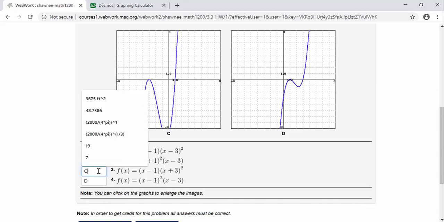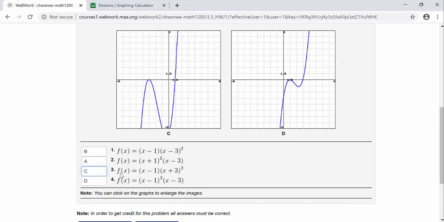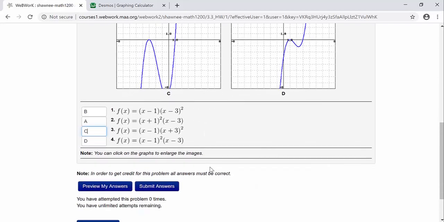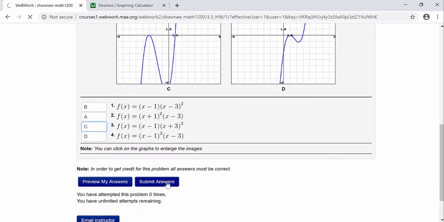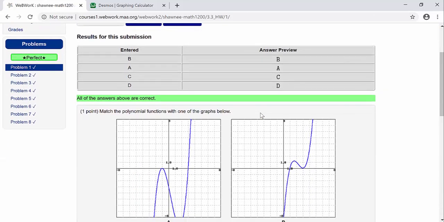And by process of elimination, function 3 should be graph C. But let's just confirm. x minus 1 is a factor, so plus 1 is a single 0. x plus 3, the quantity squared, means that negative 3 is the x-intercept, but it's a double 0. So we have quadratic behavior at negative 3. And we got it correct.